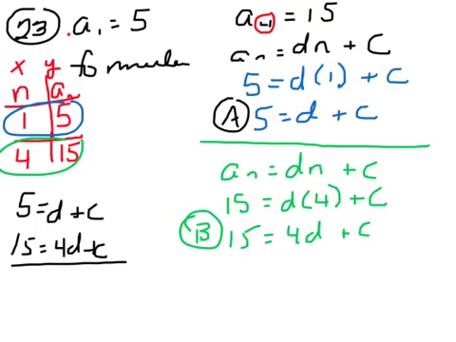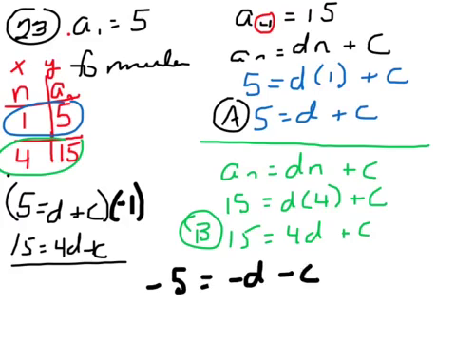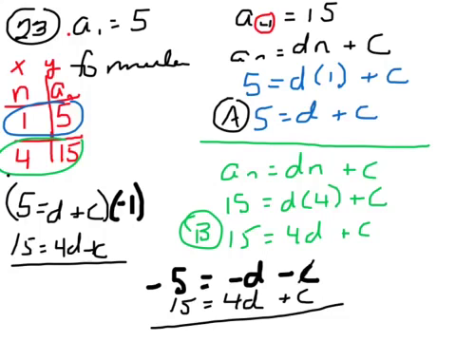What if I multiplied everything in the first equation by -1? I'll put the -1 in. Let's say I multiplied everything by -1 in the first equation. I would have -5 is equal to -d minus c, wouldn't I? And then the second equation would be 15 equals 4d plus c. If I change that first equation up a little bit, what would cancel out there? The c's would. Okay, so they go away.